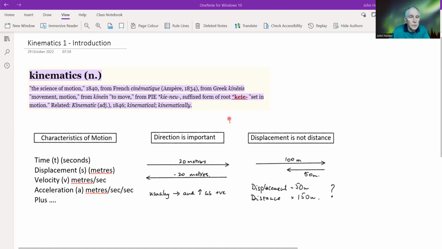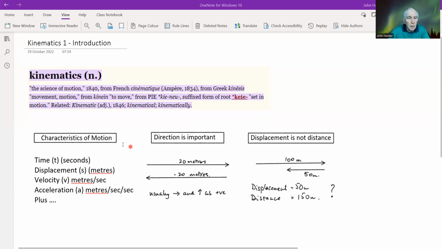And so what do we mean by kinematics? Well, the definition here: science of motion. That's basically it. It's interestingly from the French cinématique, because that's all to do with moving pictures. So that's kind of where it comes from. So that's what we mean by kinematics.